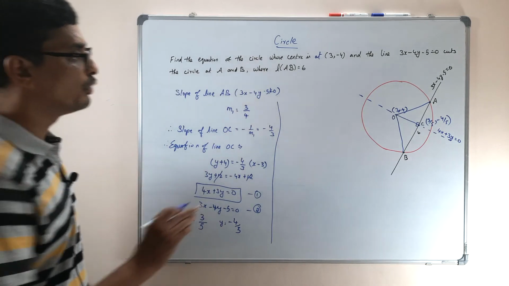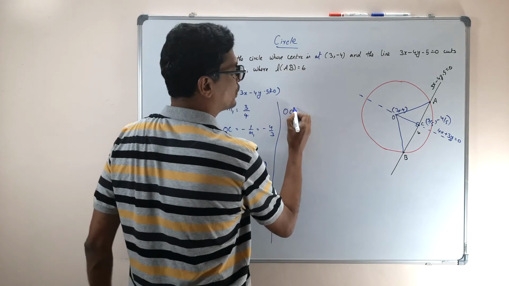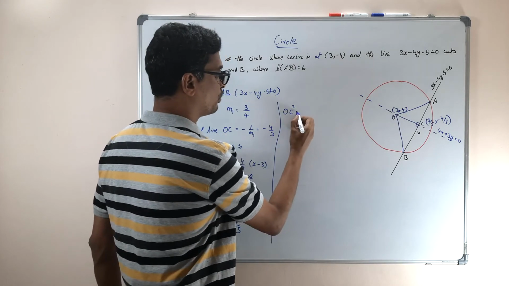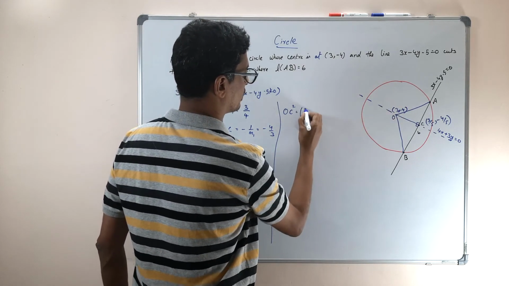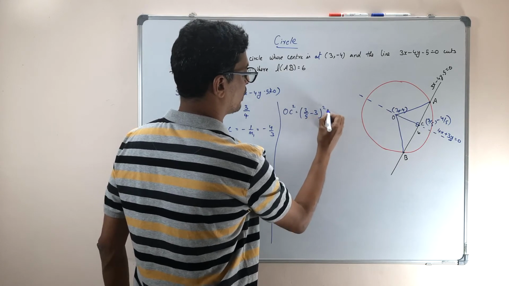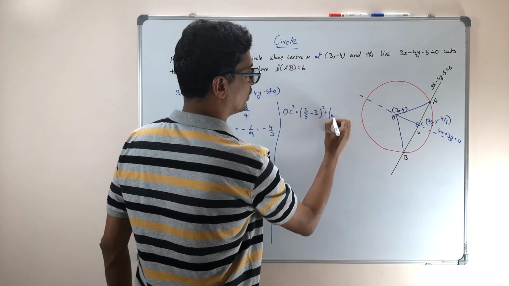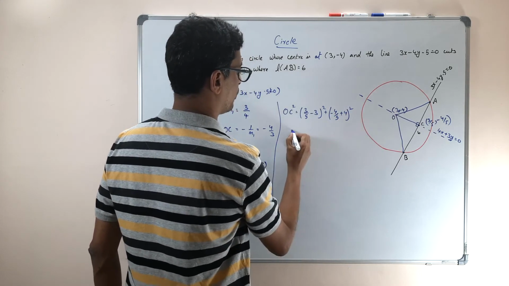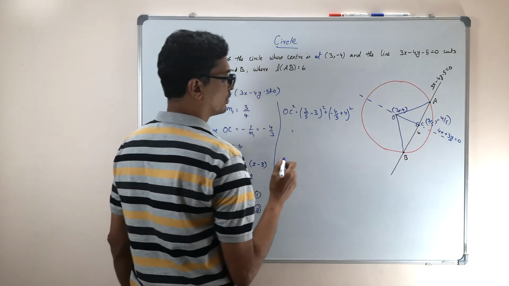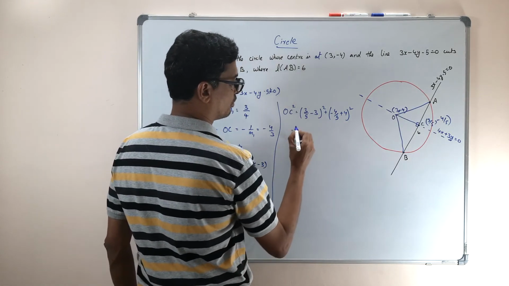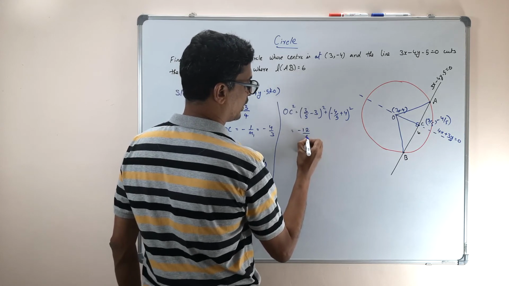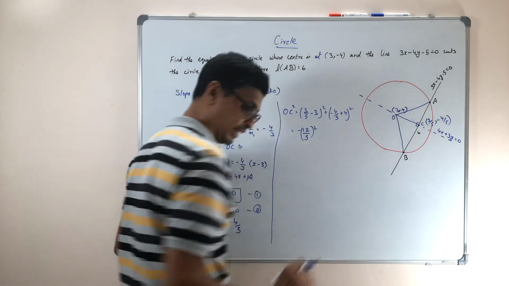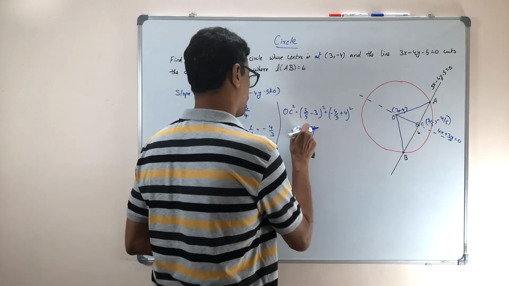Okay, so now we want to find out OC. Let us take OC square because of the Pythagoras theorem. I will always use the square of it. So OC square will be equal to what? (3 by 5 minus 3) whole square plus (minus 4 by 5 plus 4) whole square. So tell me what it is? 3 minus 15 by 5 is minus 12 by 5, whole square. Sorry, minus will be inside, so it will be plus. Anyway, with the square it doesn't matter.